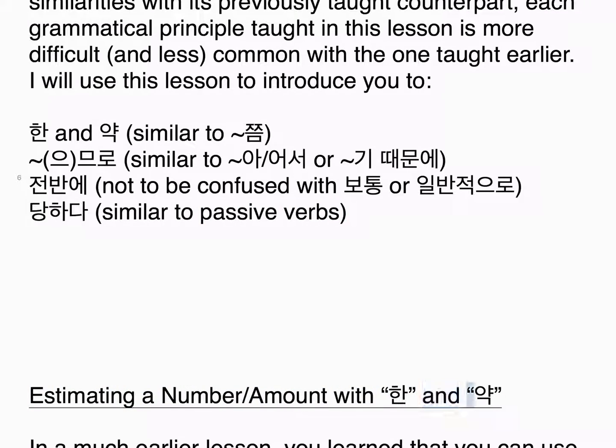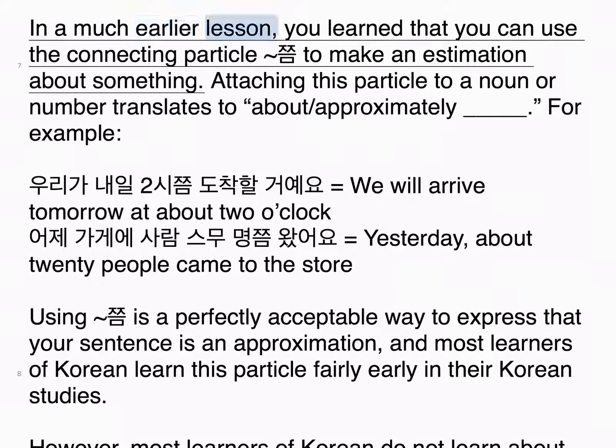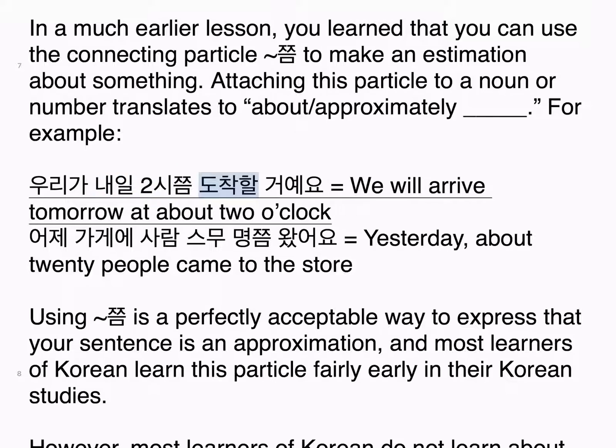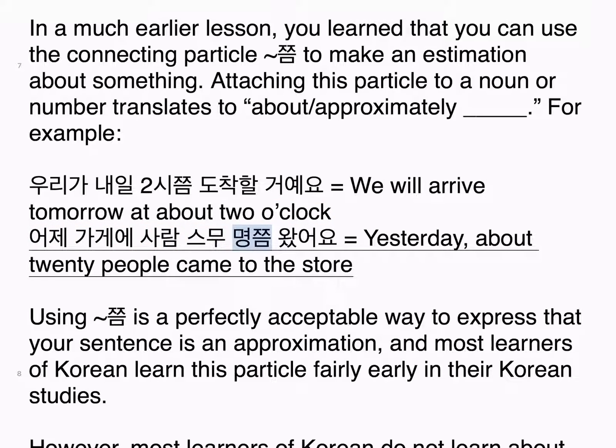Estimating a number or amount with 한 and 약. In a much earlier lesson, you learned that you can use the connecting particle 쯤 to make an estimation about something. Attaching this particle to a noun or number translates to about, approximately. For example, 우리가 내일 2시쯤 도착할 거예요. We will arrive tomorrow at about 2 o'clock. 어제 가게에 사람 20명쯤 왔어요. Yesterday, about 20 people came to the store.